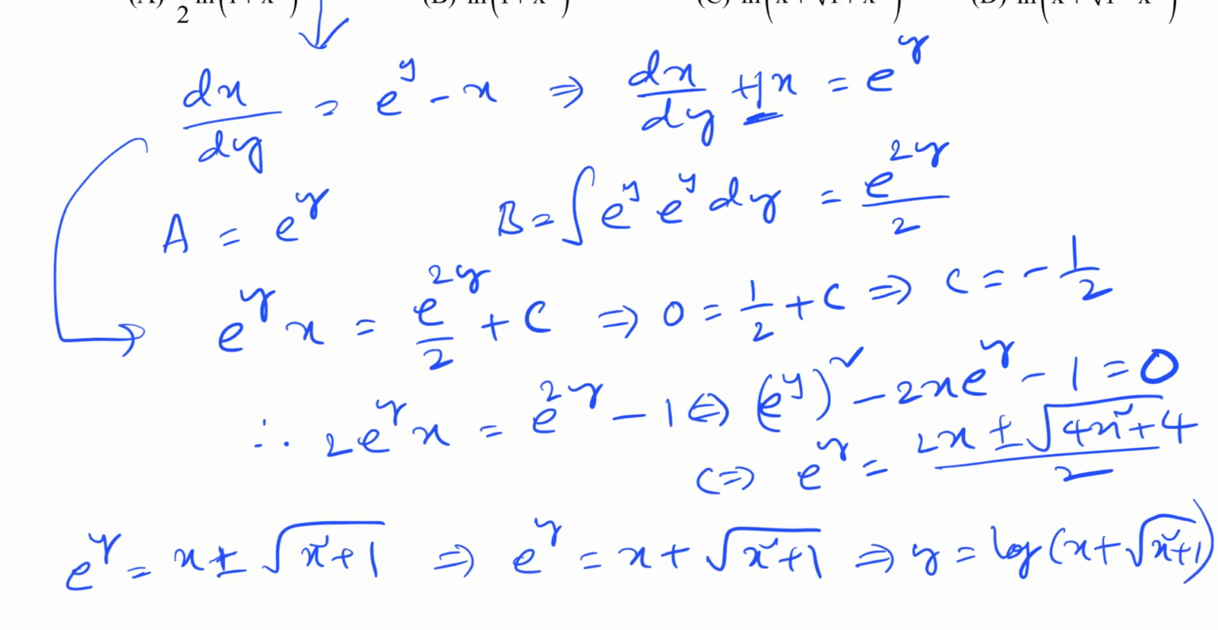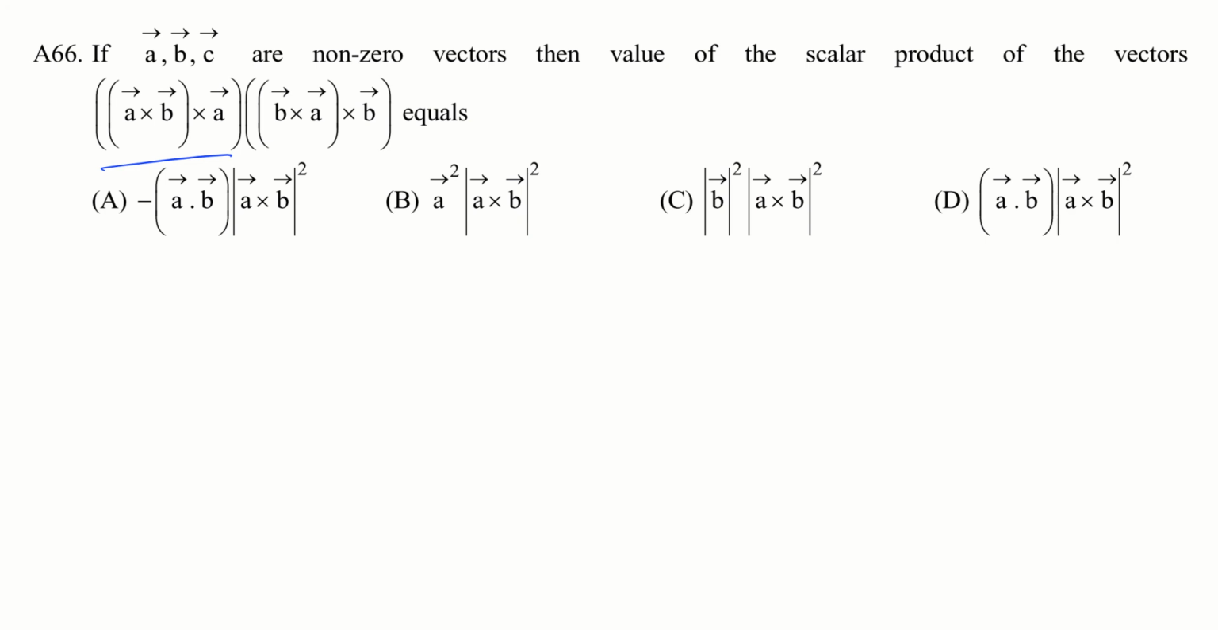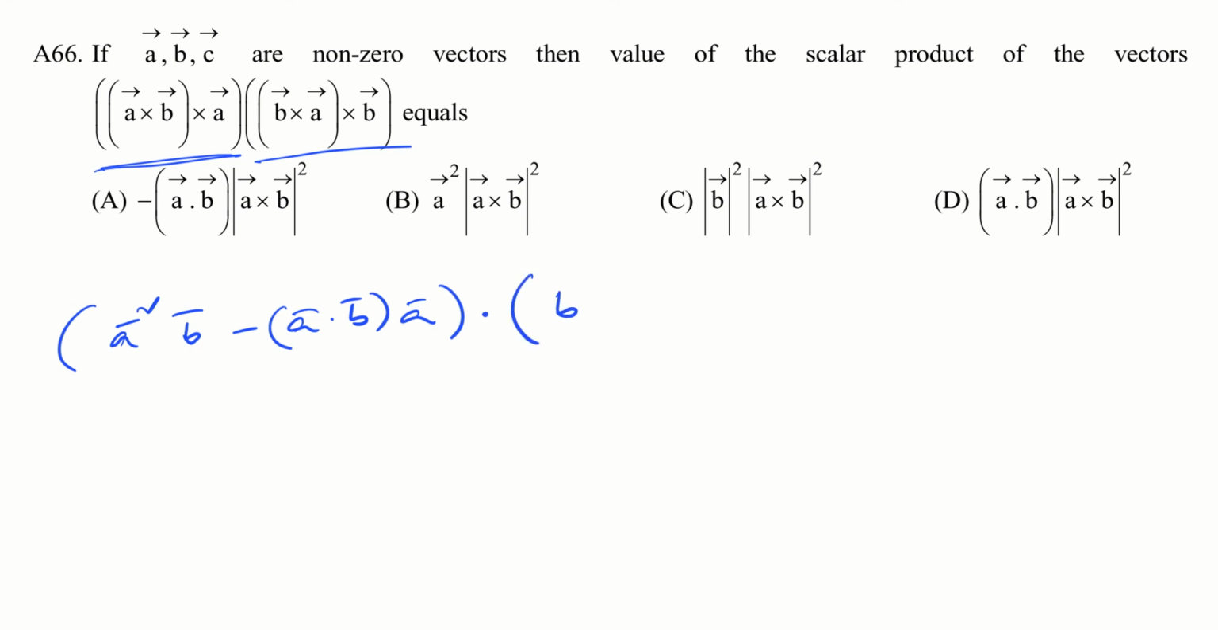Let's go to the next problem. This is a simple one. We have to go for the scalar product of these two vectors. So using the formula, inside these brackets I have it as a bar dot a bar, that is a bar square, into b bar minus a bar dot b bar into a bar. For the second bracket, applying the formula, I have b bar square into a bar minus b bar dot a bar into b bar.